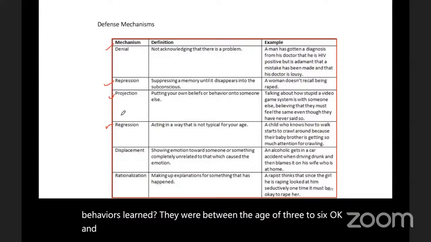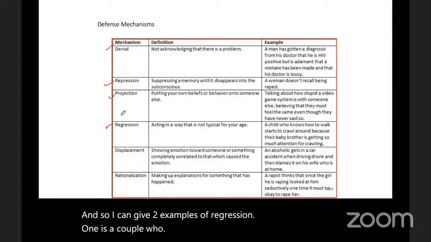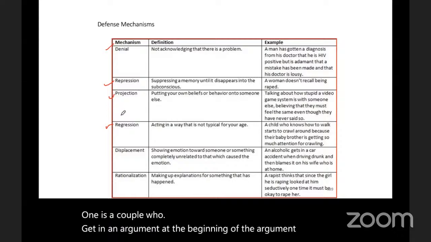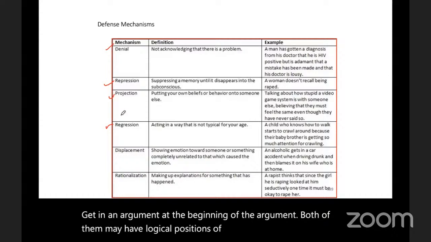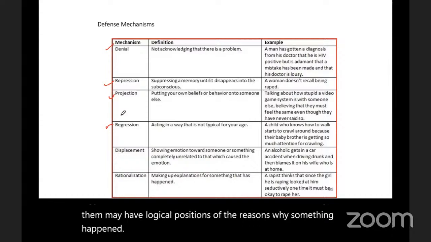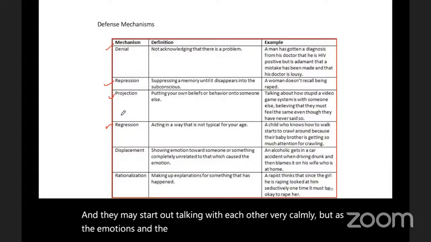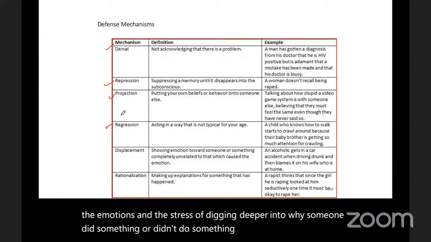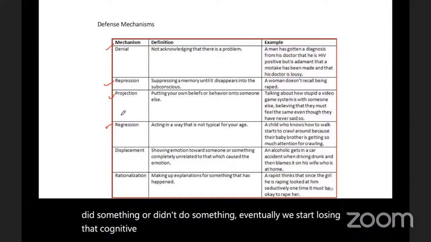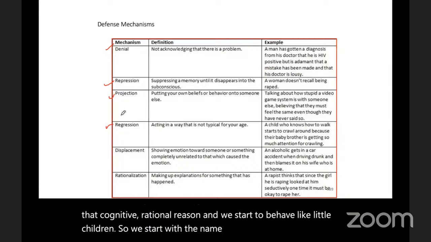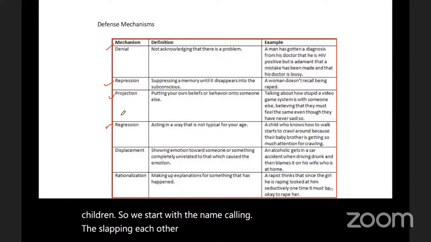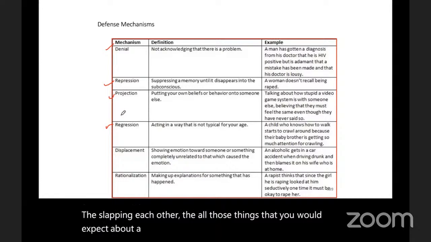Okay. And so I can give two examples of regression. One is a couple who get in an argument. At the beginning of the argument, both of them may have logical positions on the reasons why something happened, and they may start out talking with each other very calmly. But as the emotions and the stress of digging deeper into why someone did something or didn't do something build, eventually we start losing that cognitive, rational reason, and we start to behave like little children. So we start with the name calling, the slapping each other, all those things that you would expect a 3 to 6 year old to be doing.